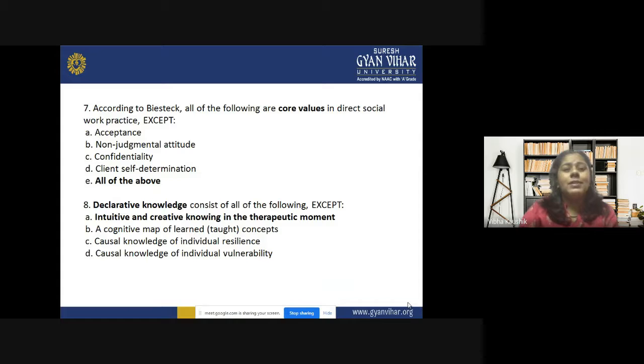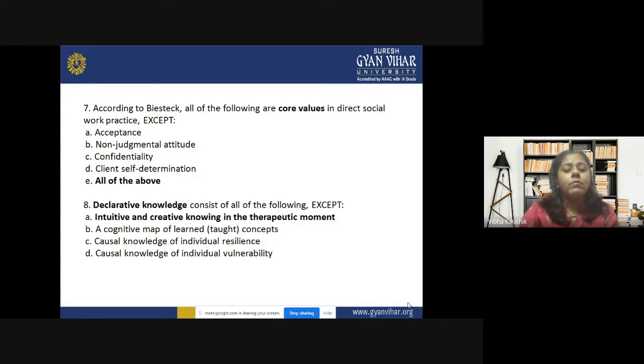So, students, these are the choices, and now you have to select the correct answer on the basis of the given choices. And the correct answer will be option E, that is all of the above.